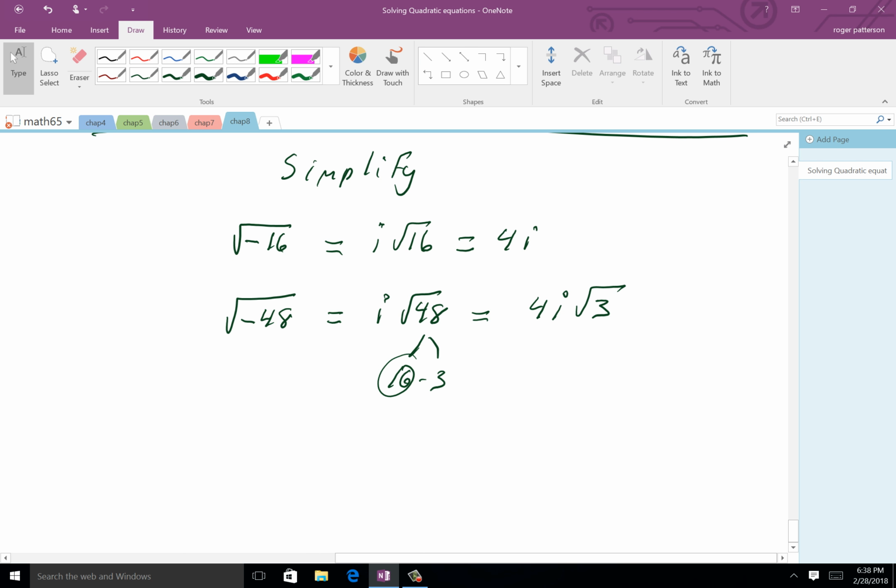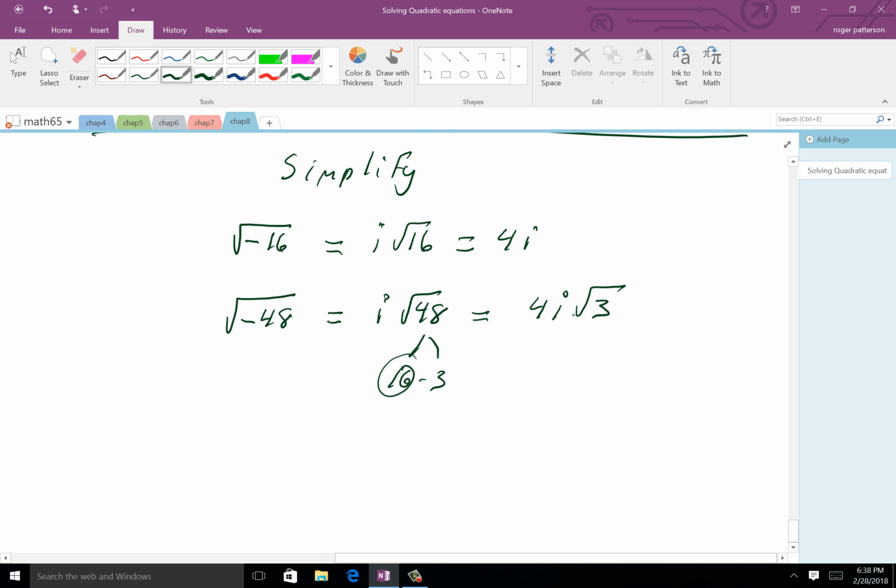Does the i stay with the square root? The i goes out in front because, remember, i is equal to the square root of negative 1. So it's just a multiplier, right? It's just sitting out in front of that.